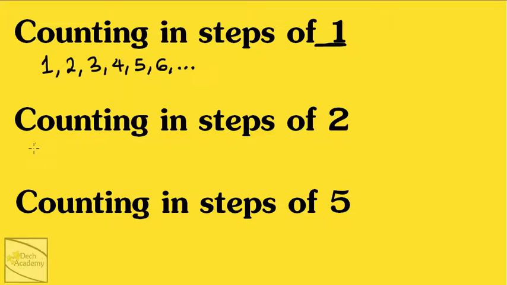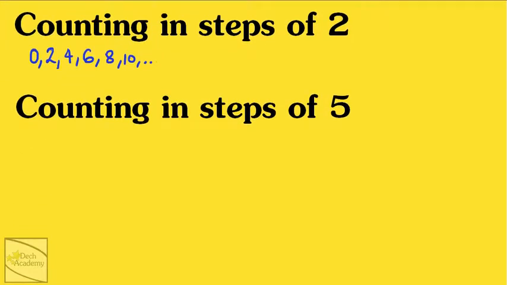Next we're going to count in steps of 2. Let's start from 0 this time. The next number is obtained by adding 2, so 0 plus 2 is 2. The next number is obtained by adding 2 to the previous number, so 2 plus 2 is 4. The next number is obtained by adding 2 to 4, which gives 6. The next number in the sequence is obtained by adding 2 to 6, which gives 8. The next number is obtained by adding 2 to 8, which gives 10, and we can continue forever.